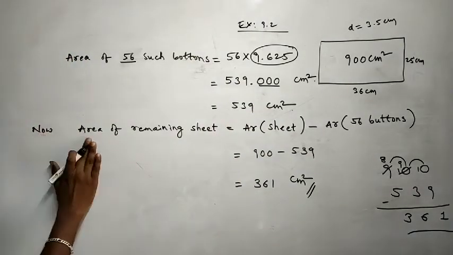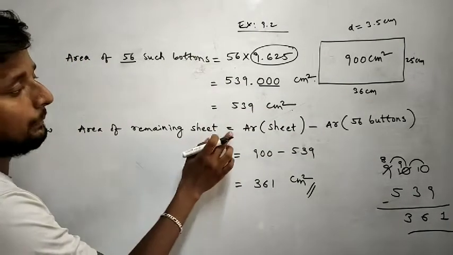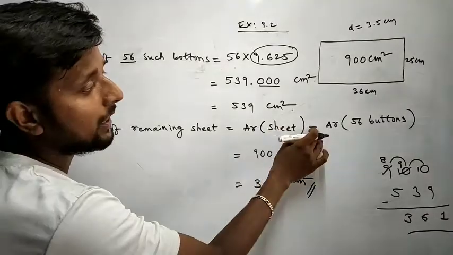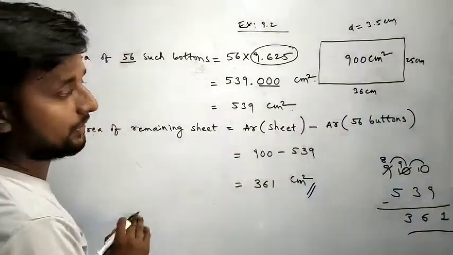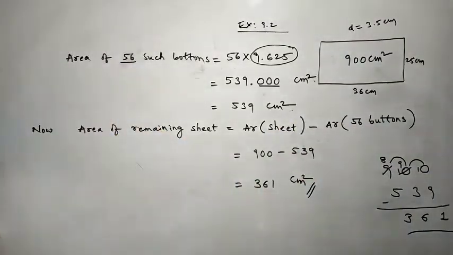So now area of the remaining sheet is nothing but area of the total sheet minus area of 56 buttons. If we do subtraction, we get 361 centimeters square. So that is our needed area. Okay. So that is the remaining sheet. Area of the remaining sheet.